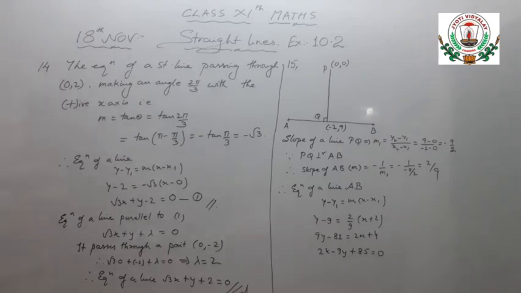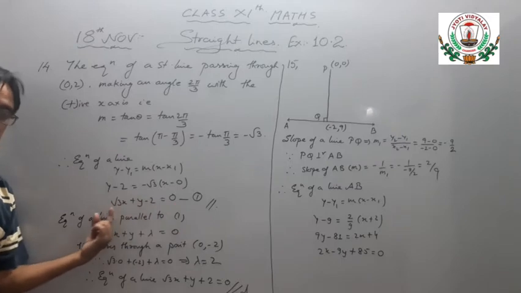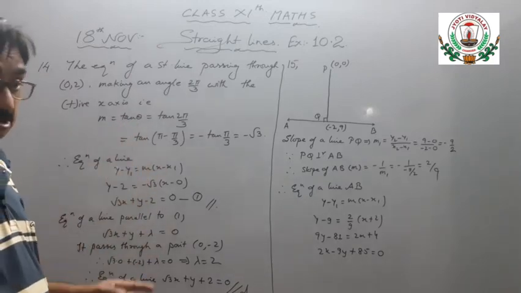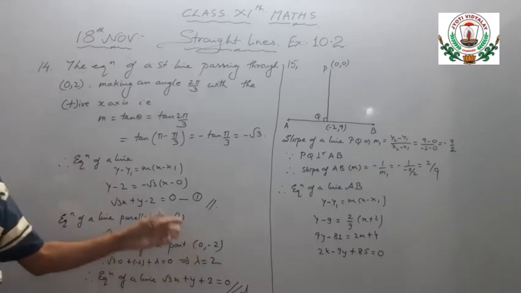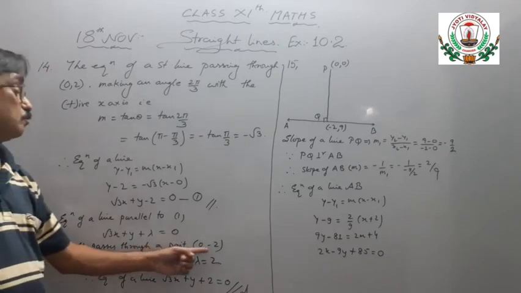Also we have to find the equation of a line which is parallel to this line 1, and it crosses the y-axis below the origin. It crosses the y-axis, which means the point is lying on the y-axis, and when the point is lying on the y-axis, its abscissa is 0. It is crossing below the origin, which means the y ordinate value will be negative at a distance of 2 units. So it passes through the point (0, minus 2).